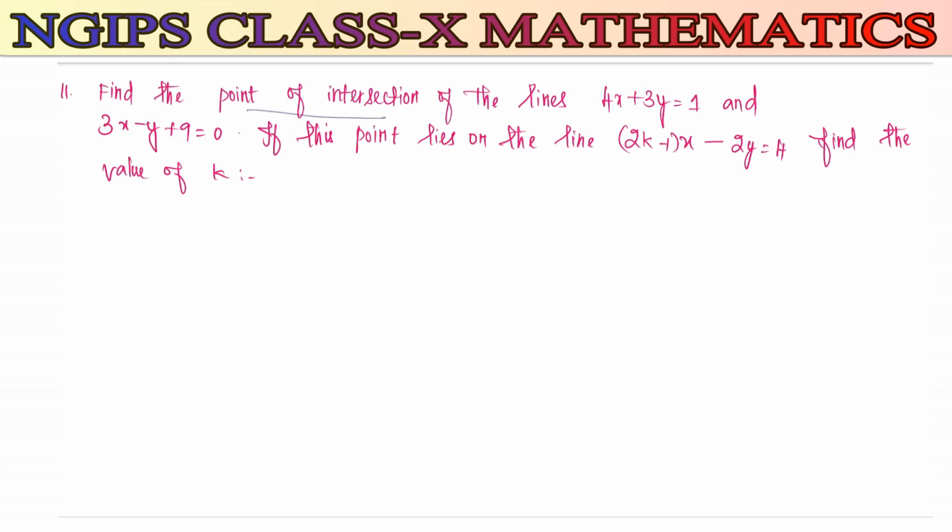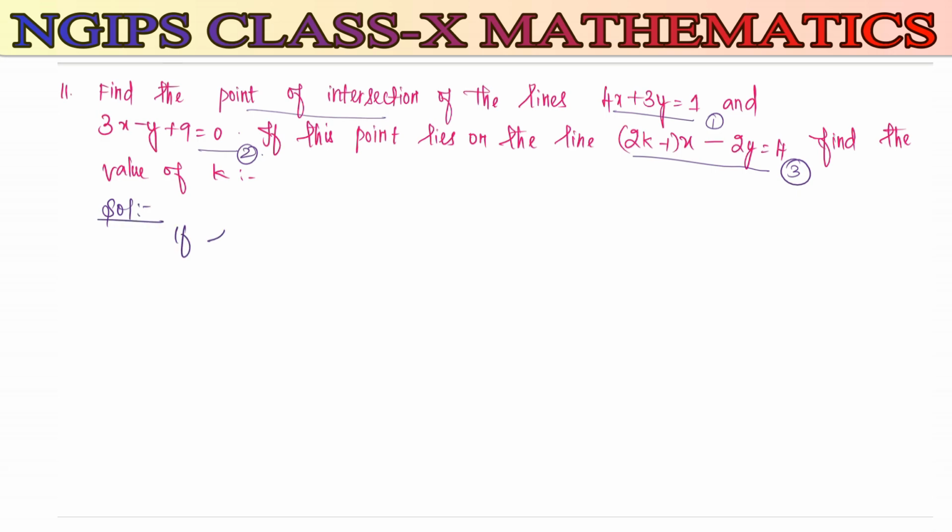Point of intersection of these two lines means we need to find out the common point which is lying on the first equation and on the second equation. We have to find that particular point. It has to lie on the third equation. If it lies on it, then easily we can find out the value of k.